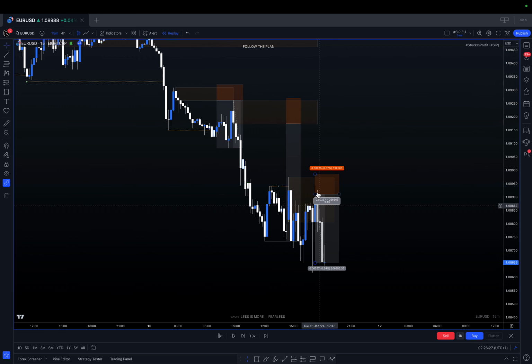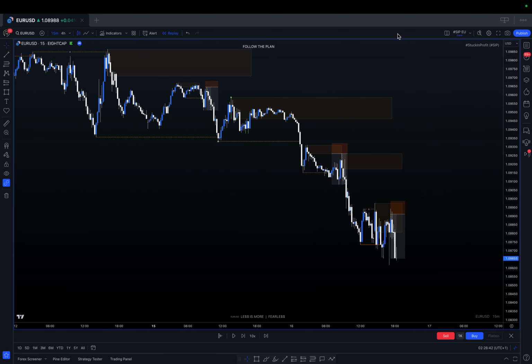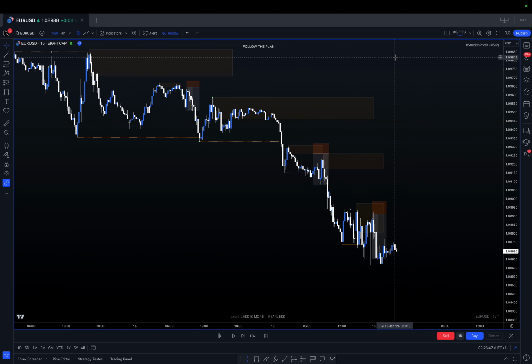So at 5:15, price tapped into it, and then our target was hit convincingly by what time? 6:15, just about an hour apart. So this worked out. Perfect. So that is it for Tuesday. Next we go to Wednesday. So let's go to Wednesday and see what we have.